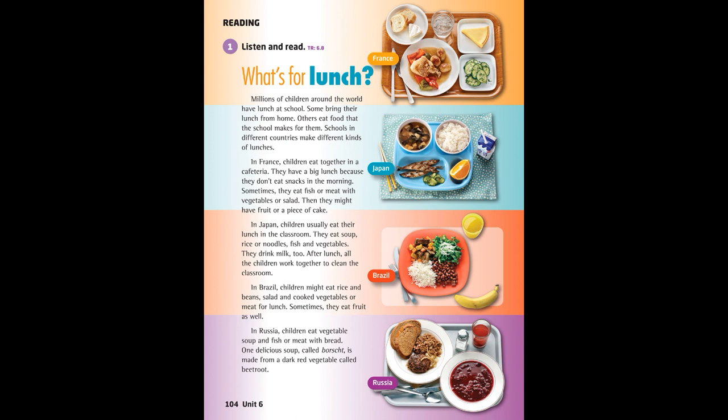In Brazil, children might eat rice and beans, salad, and cooked vegetables or meat for lunch. Sometimes they eat fruit as well. In Russia, children eat vegetable soup and fish or meat with bread. One delicious soup, called borscht, is made from a dark red vegetable called beetroot.